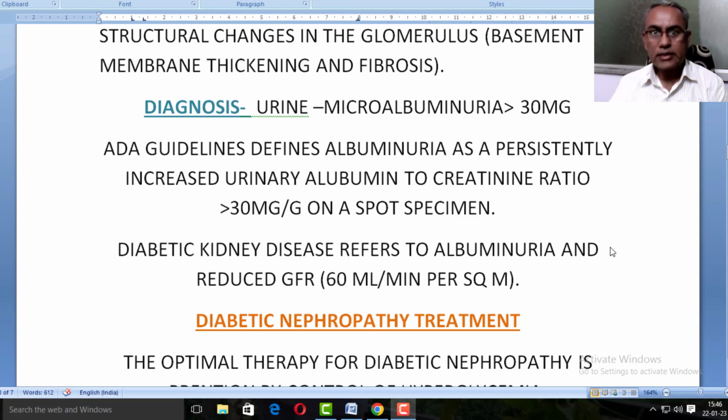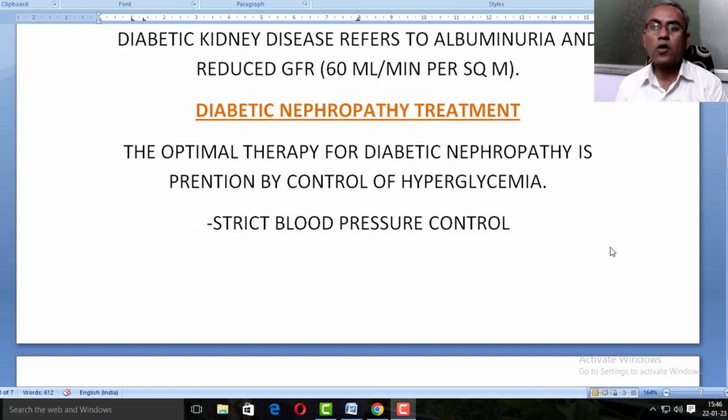Diabetic nephropathy treatment, friends: the optimal therapy for diabetic nephropathy is prevention by control of hyperglycemia. Just get the blood sugar level controlled earliest, you can prevent further destruction taking place in the nephrons. Friends, it is very easy to prevent the disease rather than treating the complication.